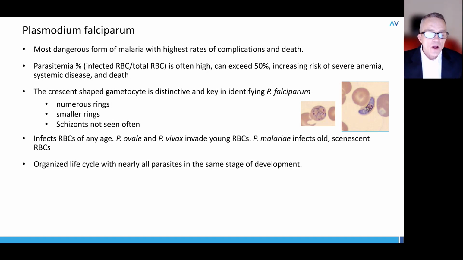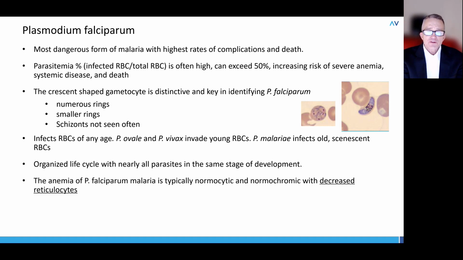And malaria will develop over time into an organized life cycle within a human, to where nearly all the parasites present will go through the same stage of development. And remember, that is when the release of schizonts and all the merozoites. So yeah, especially in falciparum, there eventually is a coordination of the cycle within the patient.